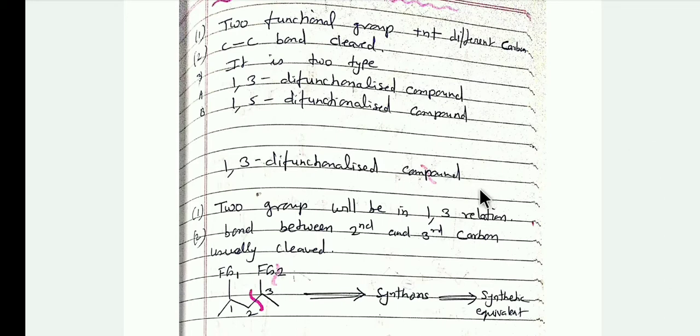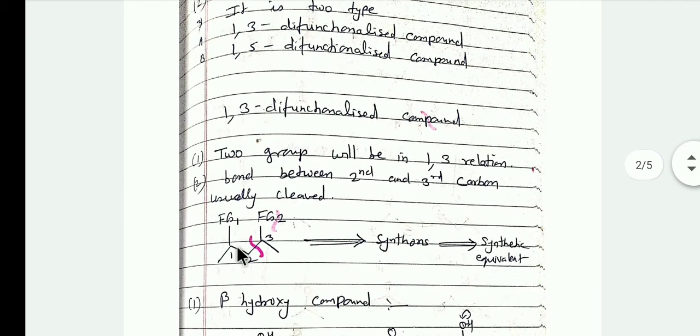If the two groups are present at the 1,3 position, then the bond is cleaved between the 2 and 3 carbon atoms. Here these are the two functional groups present at positions 1 and 3. Then disconnection can take place between 2 and 3. After disconnection we get synthons, and for producing a synthon we employ a synthetic equivalent.